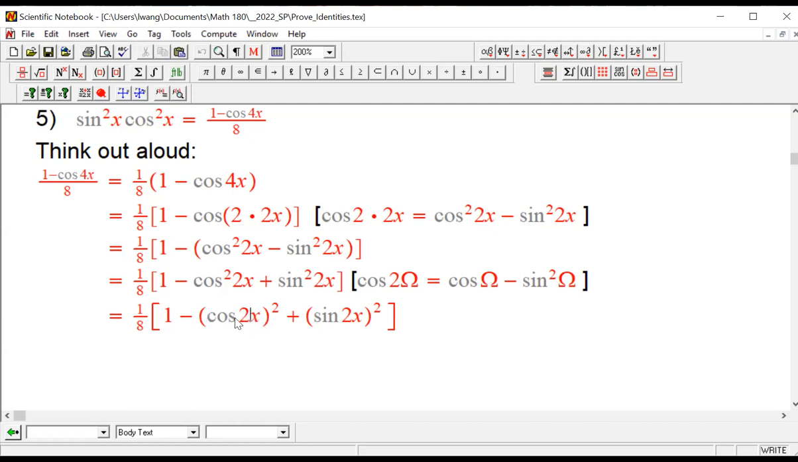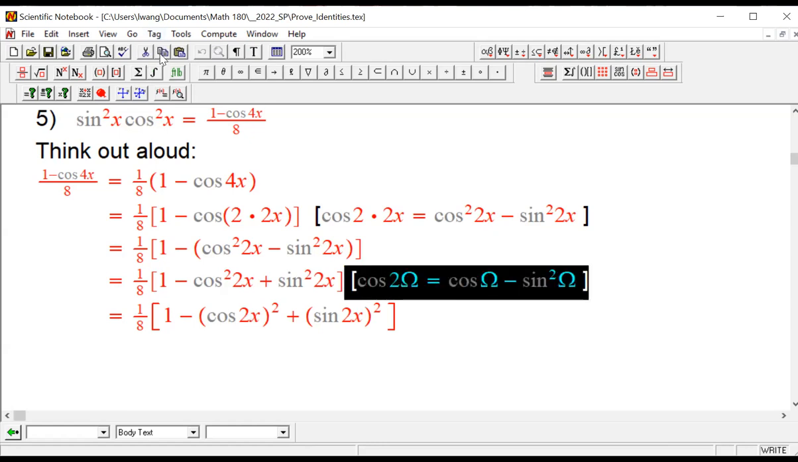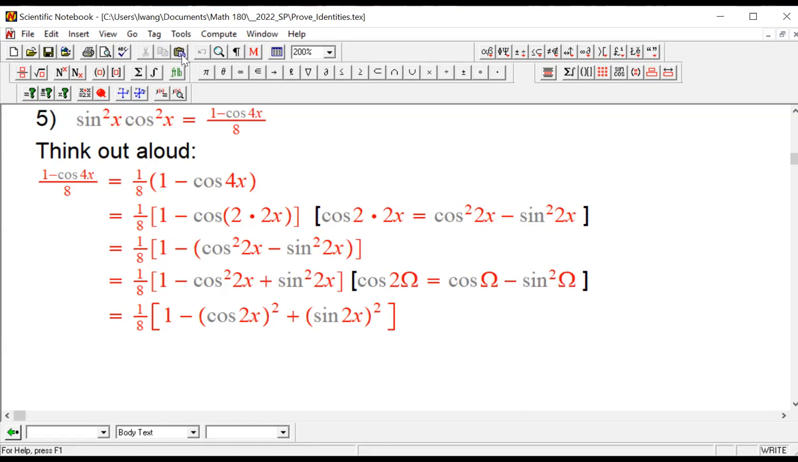This time, cosine 2x, omega is going to be x, right? So I'm going to apply this formula, and this is a 2x. Oops, this is a square. I'm sorry, this is a cosine square. Okay, so this is a cosine square x, and this is a sine square x.